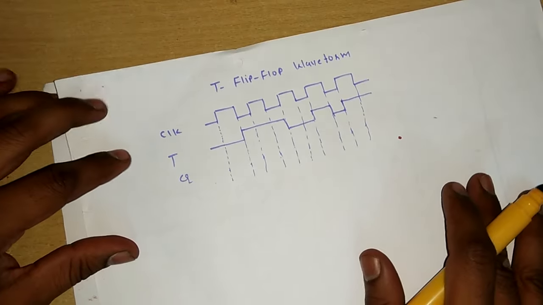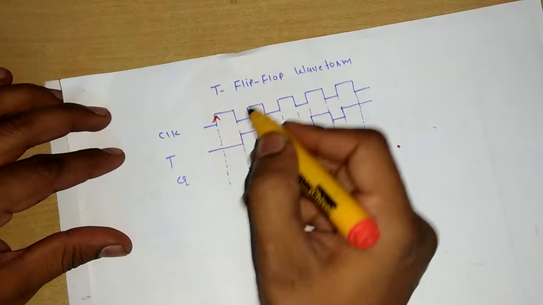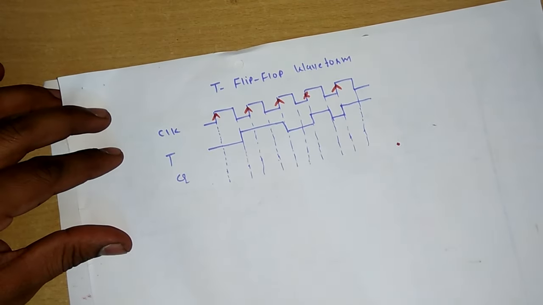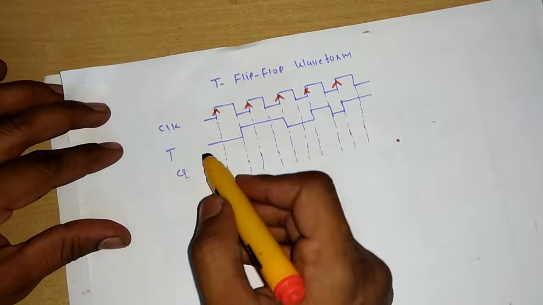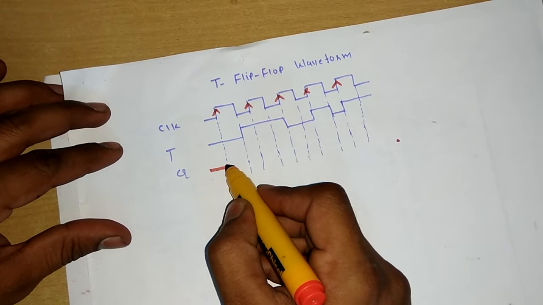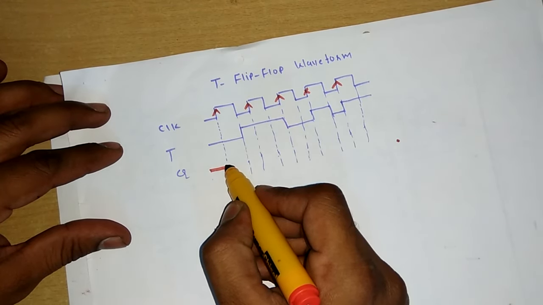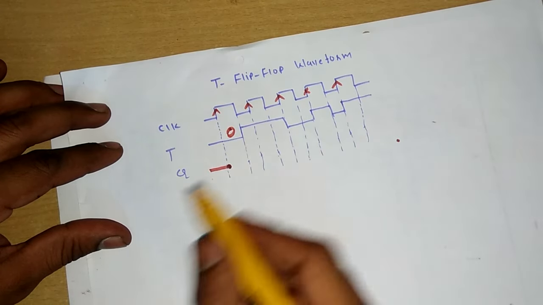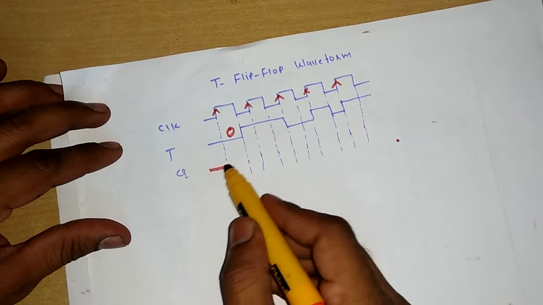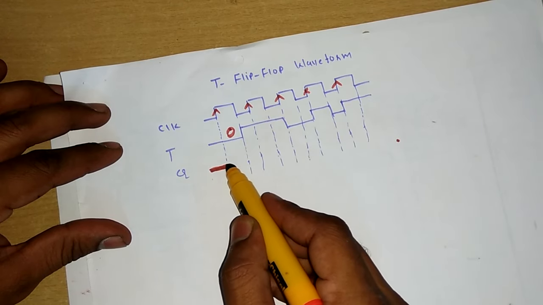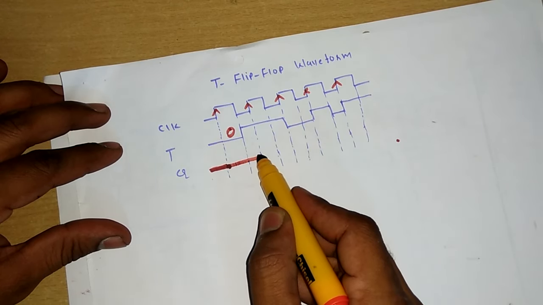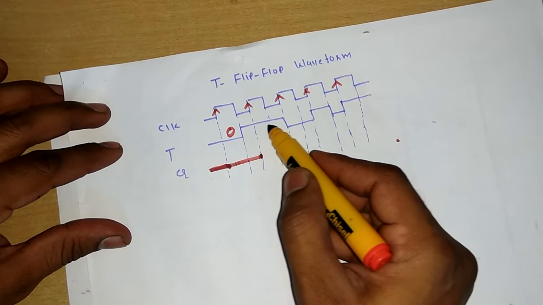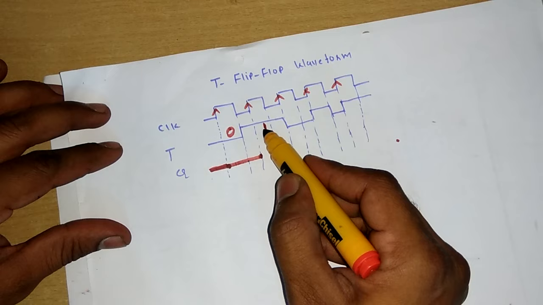For the T flip-flop's waveform, assuming the positive edge of clock, let's say initially my output is 0. When your positive edge comes, you have to check what your T is. If T is equal to 0, there is no change in the present state. So the present state is 0, then the next state remains 0 until the next positive edge. When your next positive edge comes, you have to check what input you are applying. Now T is equal to 1.